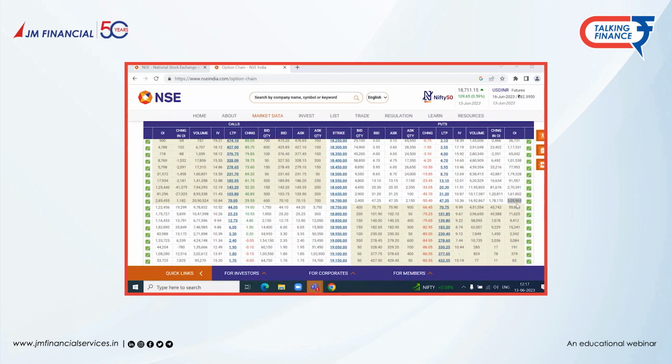Just the contrary position would be your open interest adding on the call side. If you can see 18,700 call options showing more open interest additions, it means resistance is being formed. At that level, whether in the market, in the index, or in your spot or stock, that level becomes your resistance for the day. So this is your overall open interest.